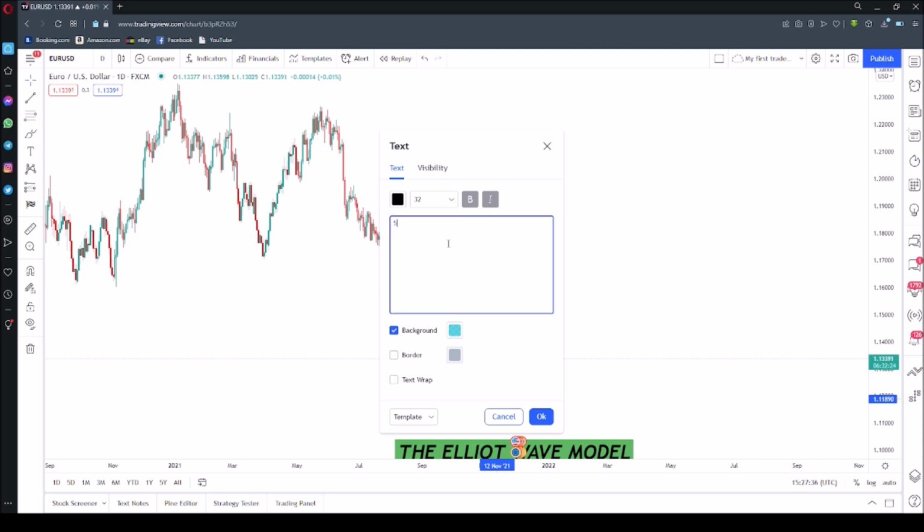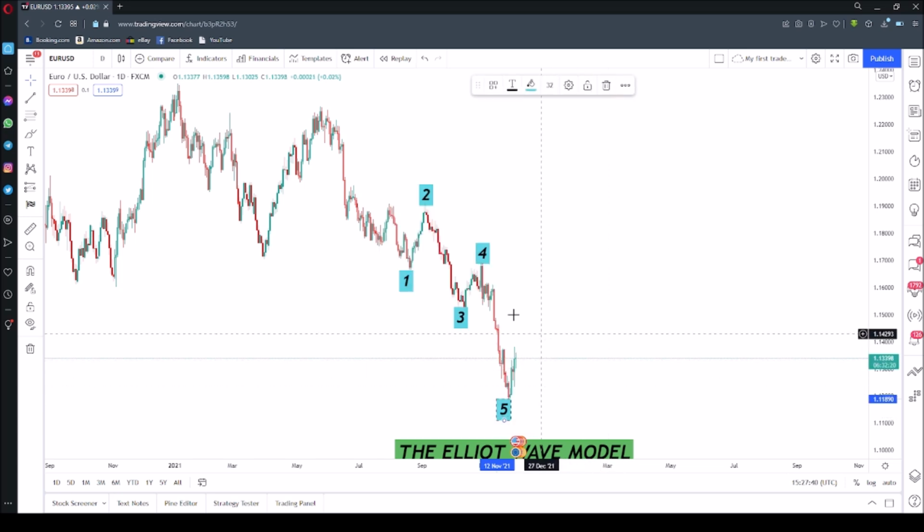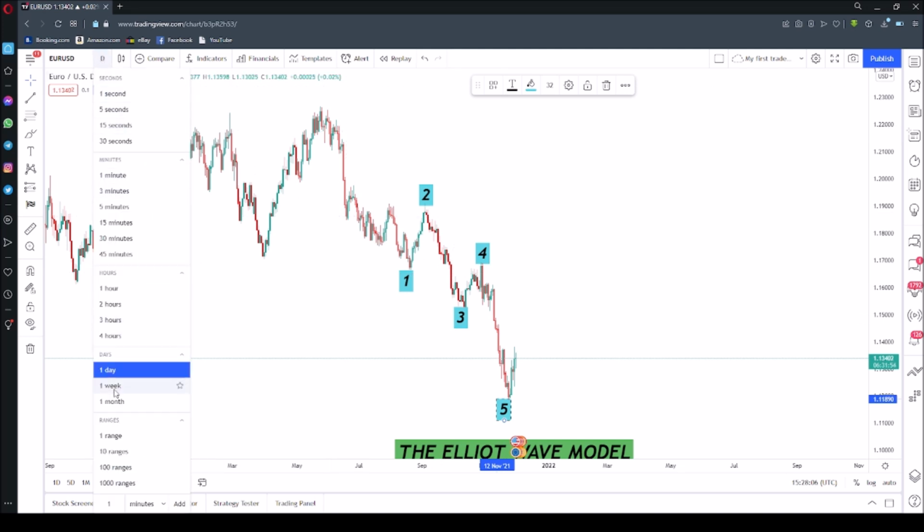Then from our model, after wave 5, what do we expect? We expect A, B, and C in our model. So to check if these waves are fully satisfied within the Elliott Wave model, we'll now need to go on the preceding time frame, which is the H4 time frame. So the standard preceding time frame of the daily is the H4 time frame. So we'll now go on the H4 time frame.